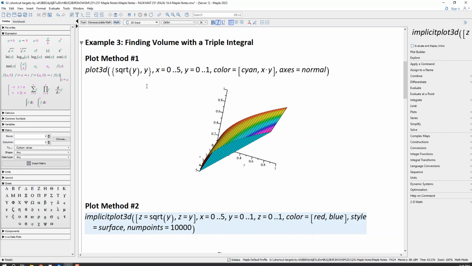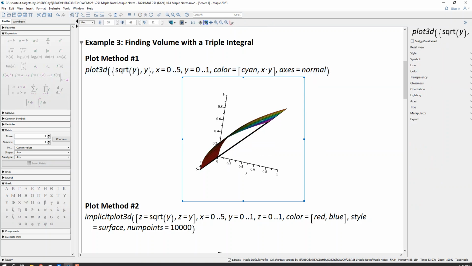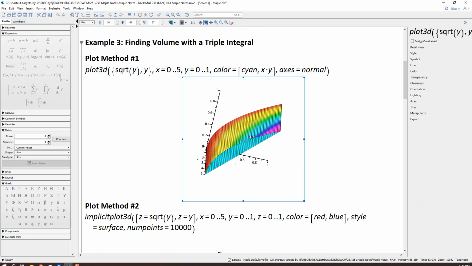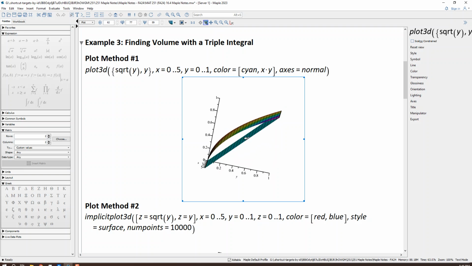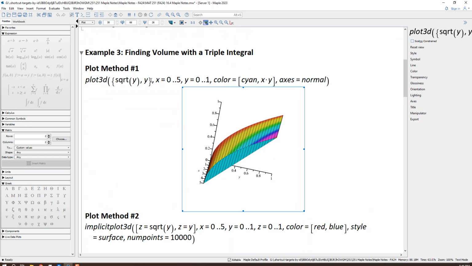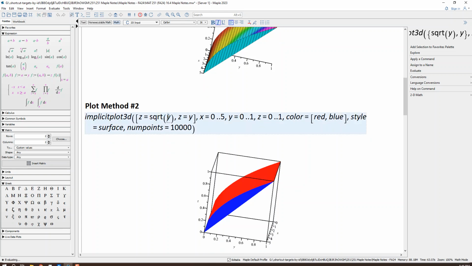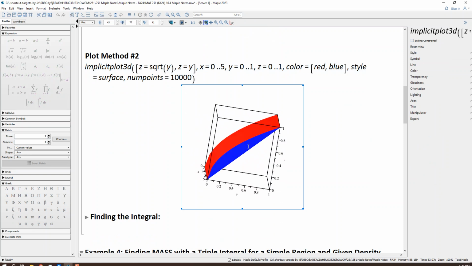All right, so it looks like this. So z equals the square root of y and z equals y are these two pieces, where z equals the square root of y comes across like that in an angle, and then z equals y is a diagonal line, right? Well, diagonal plane, right? And plot 3D, of course, is z equals automatically. If I do an implicit plot 3D, then I have to type them in as z equals and z equals, and sure enough, it's the same thing.